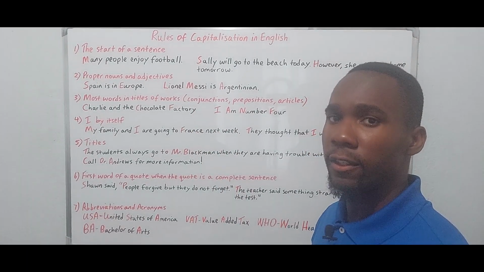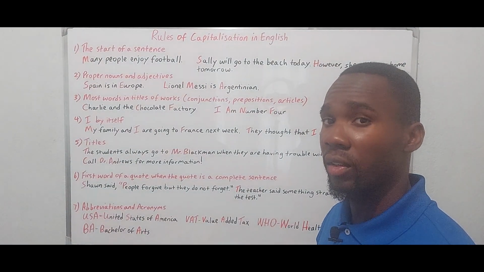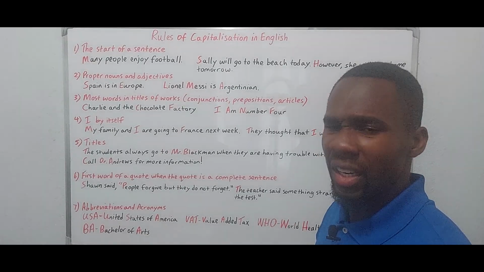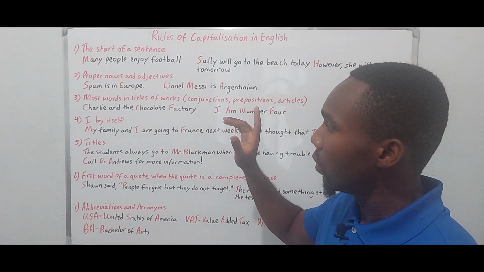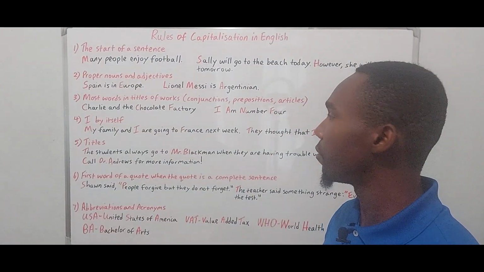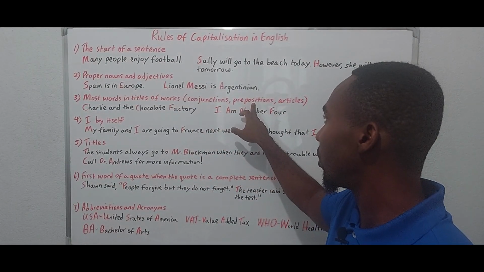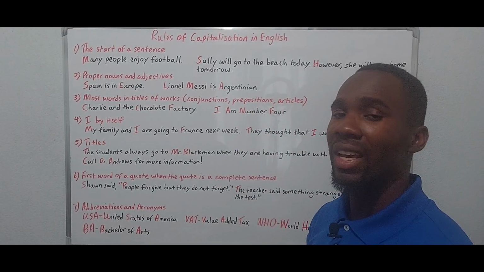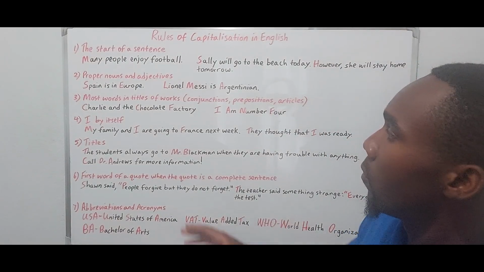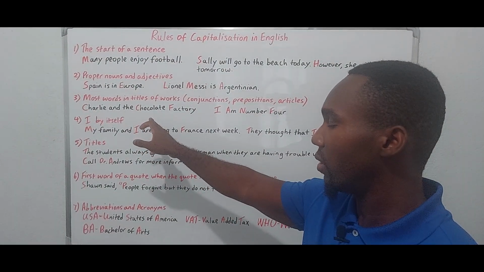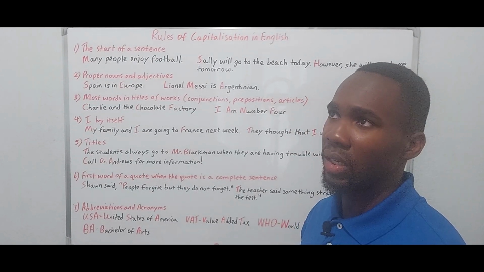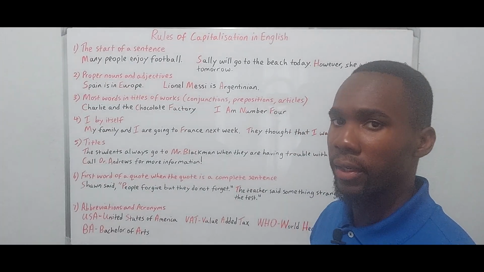Now, when we have a title, whether it's the title of a movie, title of a story, title of any work, everything is capitalized apart from conjunctions, prepositions, and articles. Those elements are usually left in lowercase, okay? So if we look at the first example, Charlie and the Chocolate Factory, that's the name of, well, it's a movie based on a story, right?